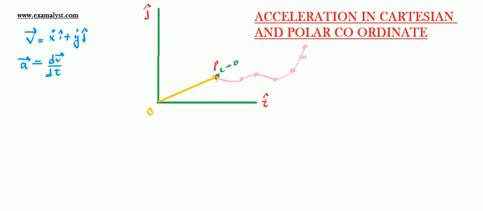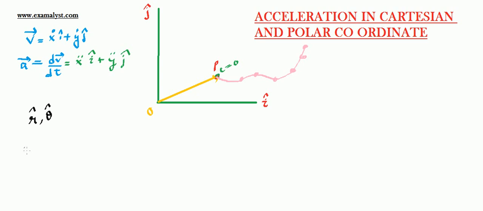So what I can do is I can easily write dv by dt as, keeping in mind that i cap and j cap are constant, so the derivative only acts on the coordinate: x double dot along i cap, and this becomes y double dot along j cap. But when you go to the polar system, something amazing happens. Remember, in the polar system, what do we use? We use basis vectors or basis states r cap and theta cap.